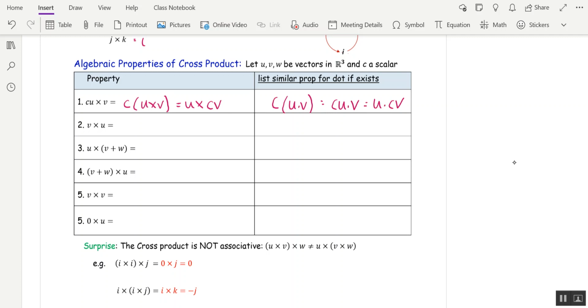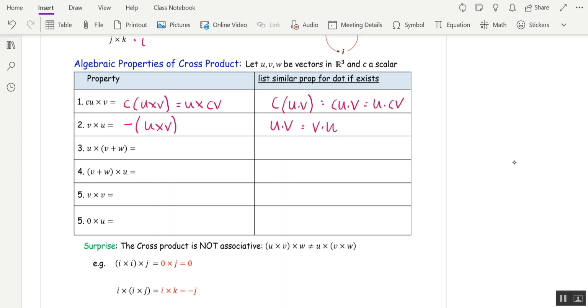V cross U is negative U cross V. So this is called anti-commutative. If I change the order of U and V, I get negative U cross V. So anti-commutative, whereas dot is commutative. U dot V is the same as V dot U.